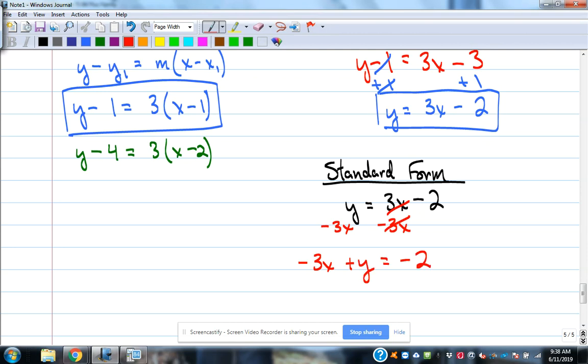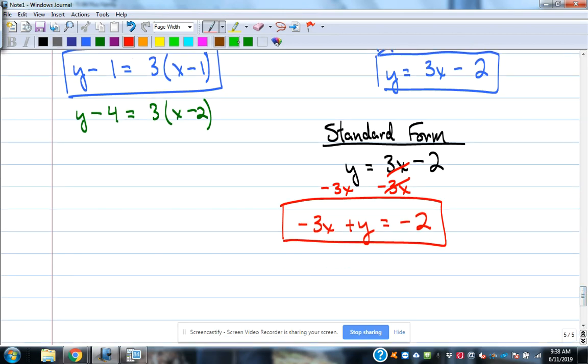Then I look to see if there are any fractions. Well, there's not a fraction here. There's not a fraction here. There's not a fraction here. I'm done. That's standard form. What would be another standard form that could be the correct answer?